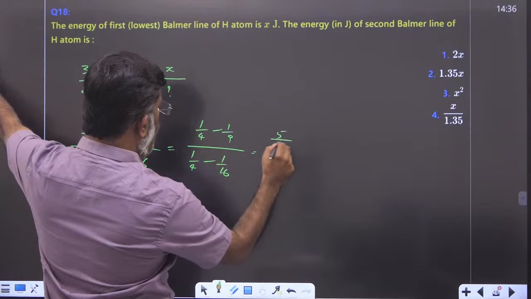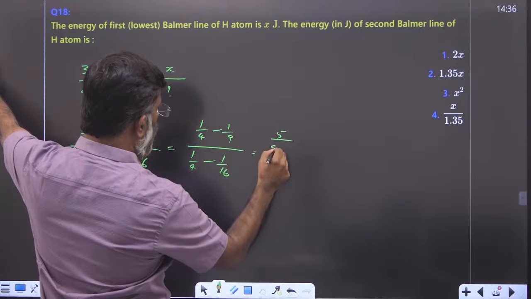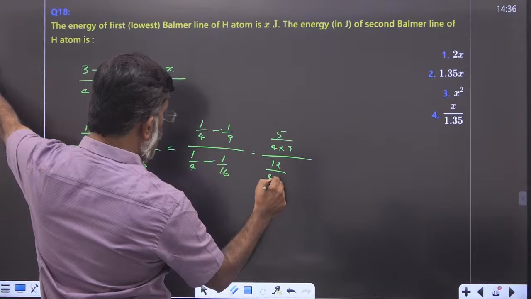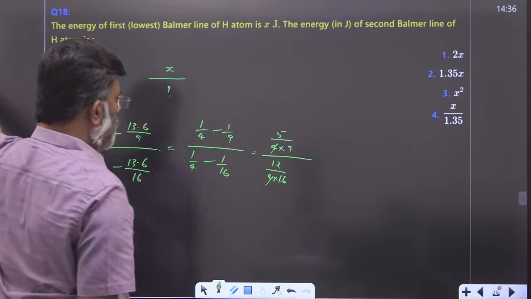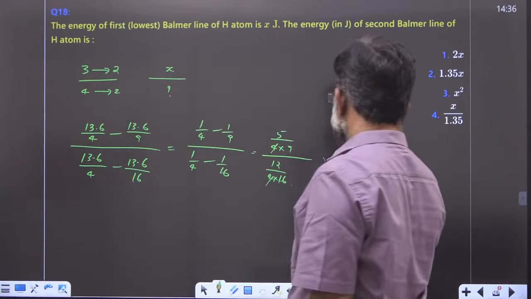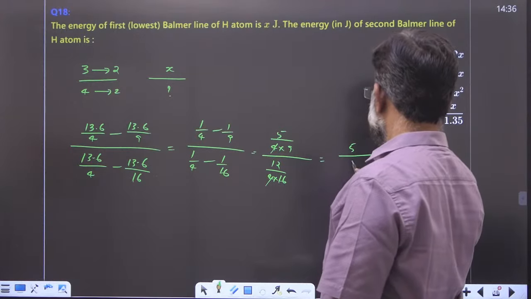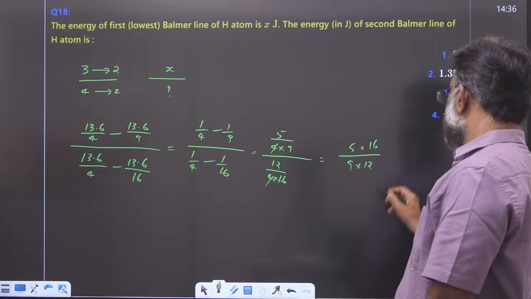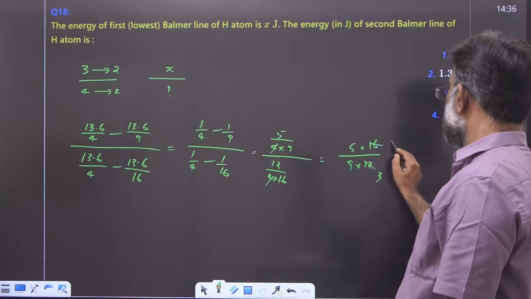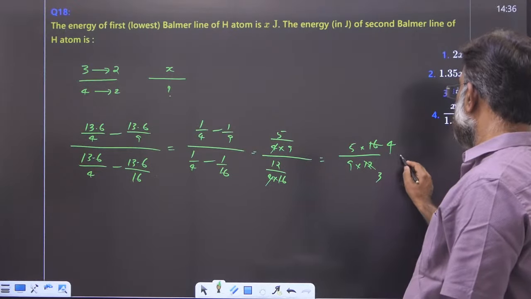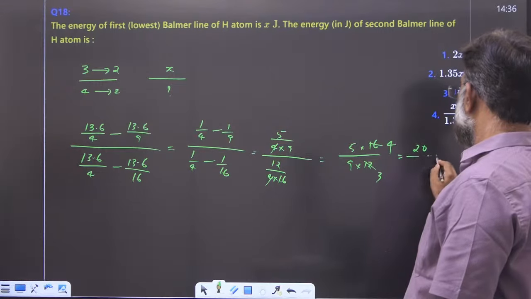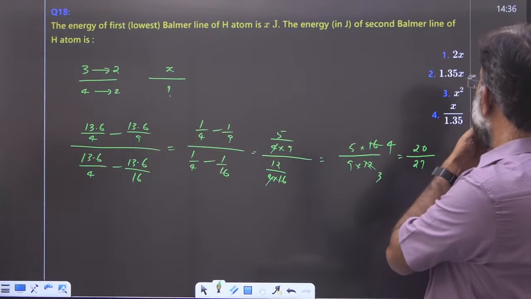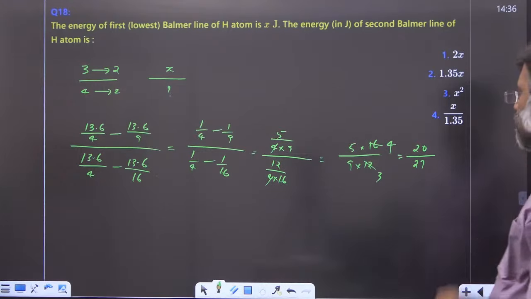5 by 4 into 9. Here 12 by 4 into 16. This 4 gets cancelled, right? You get 5, 9, 12, 16. Here 4, 12, 4, 16. Isn't it correct? So it is 20 by 27. 20 by 27. Was it wrong?